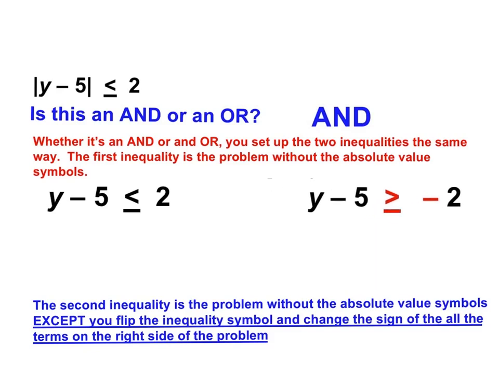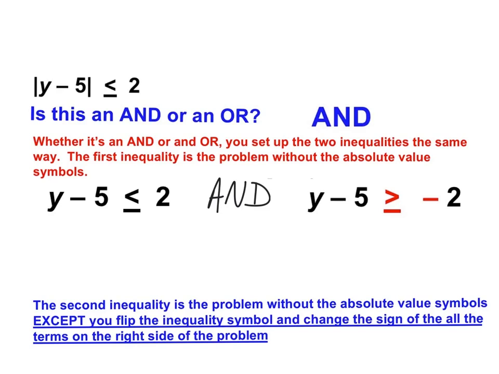So notice what I did. Still y minus 5, just drop the absolute value. Now, flip that to greater than or equal to, made the 2 negative. All right. And don't forget, this is an "and." Be sure to include that in. Okay, so we have our two inequalities.